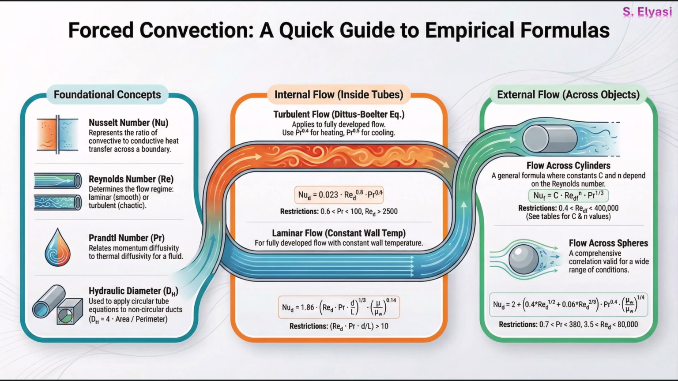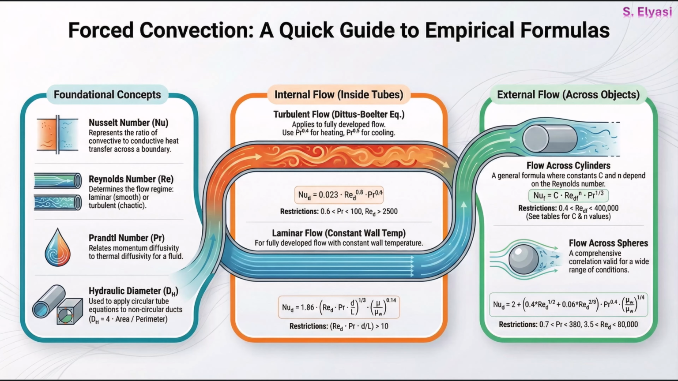And finally, for external flow, so fluid moving across an object, the shape is everything. For something like a cylinder, there's a general formula, but the constants in it change a lot depending on the Reynolds number. But for a sphere? Nope. You need a completely different specialized formula just for that shape, with its own set of constraints to make sure you get the right answer.